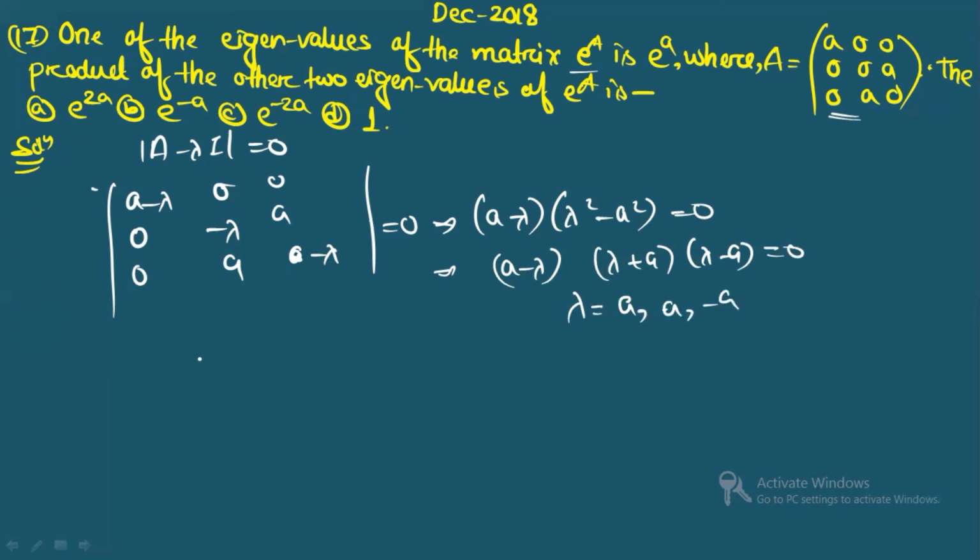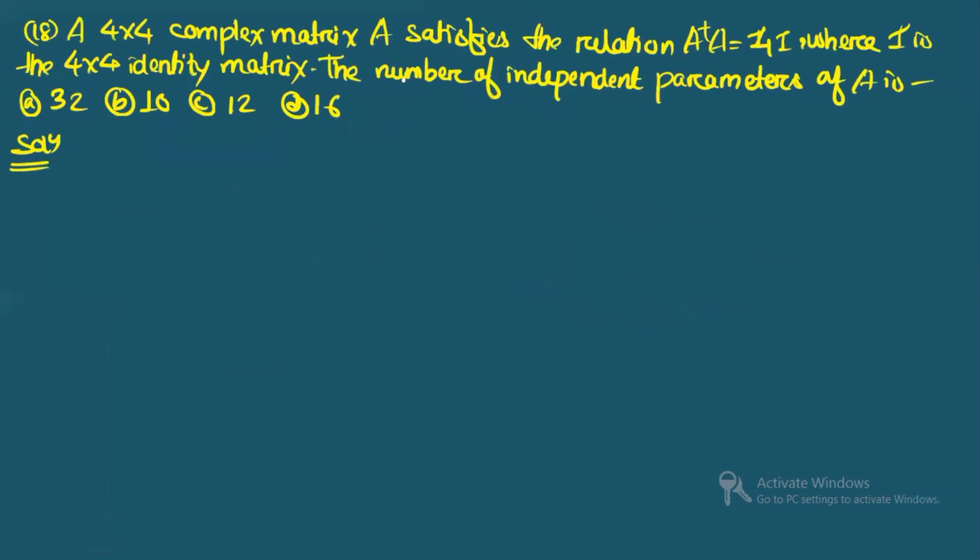So you see here, e to the power A has one eigenvalue, small e to the power a. So the other two eigenvalues will be e to the power a and e to the power minus a. So their product will be equal to e to the power 0, that means it is 1. Clear? So the correct option is option D. So now let's see question number 18.